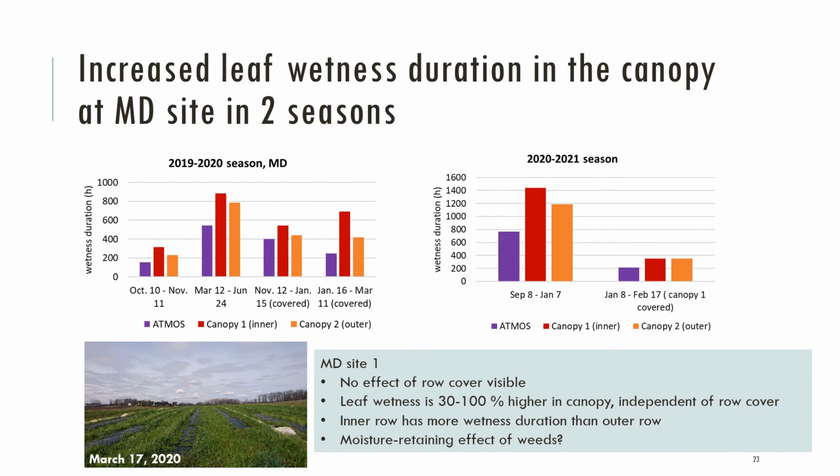So we also have some preliminary data for this season, and we see the same trend. While the plots are uncovered as well as while the plots are covered, we see an increased leaf wetness duration in the canopy. So concluding, we can say that we don't really see an effect of the row cover, but the leaf wetness duration is higher in the canopy. Also, the inner row, which is more protected, has a higher leaf wetness duration than the outer row.